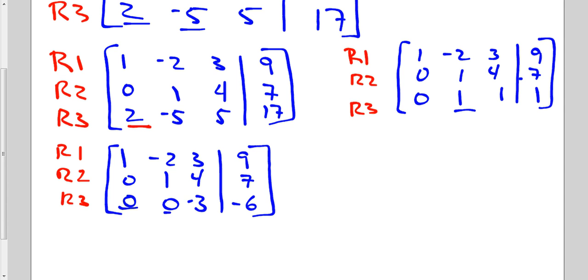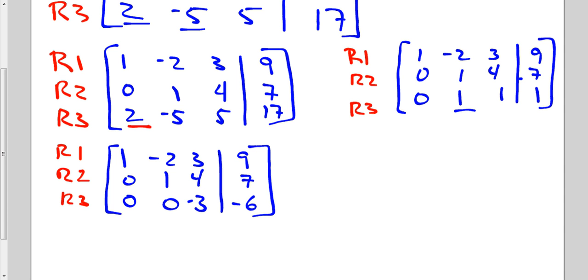Okay, so now this last row, I'm going to get rid of these underlines here because we don't need them. But what does this last row, what equation does that represent? Negative 3z equals negative 6. Not x, or y. Z. Remember, this is your x, this is your y, this is your z. So negative 3z equals negative 6. Can I simplify that equation? Zach?